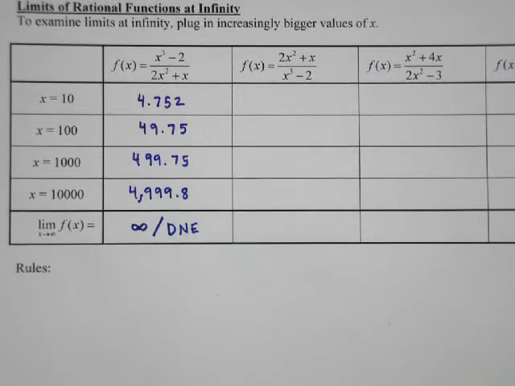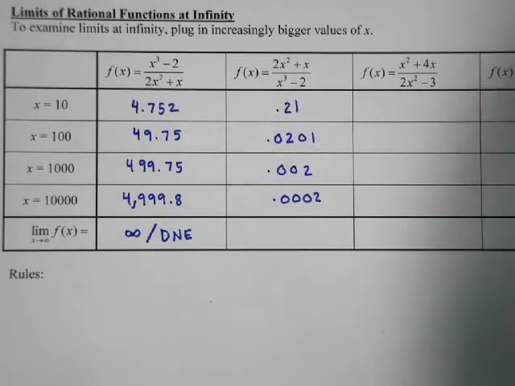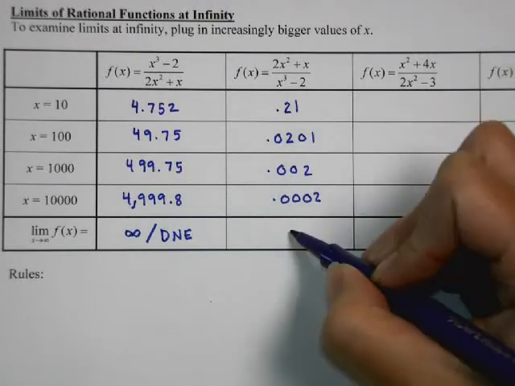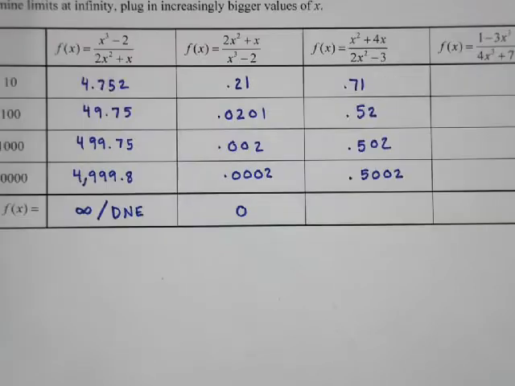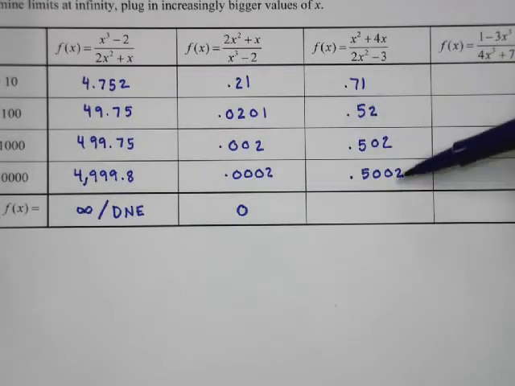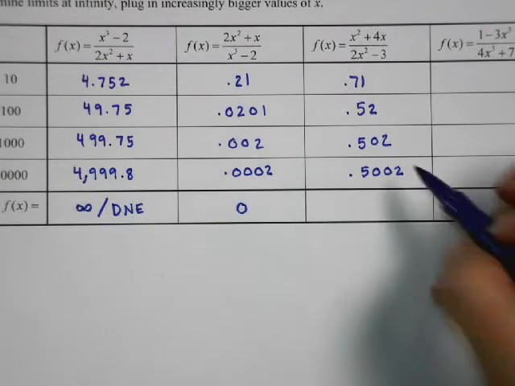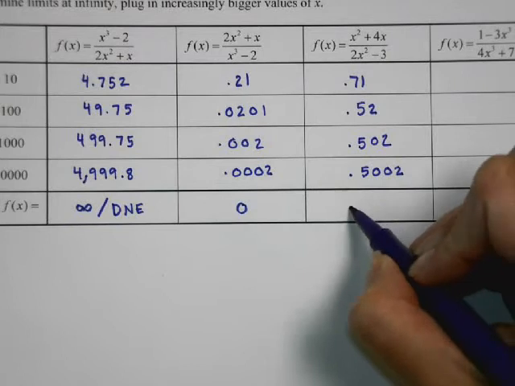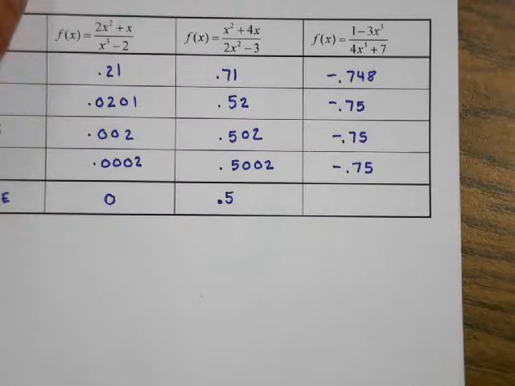So this is what you should have gotten for this function. These values are approaching 0. Now we'll do the next one. So here's what we get for those values. So we get 0.7, 0.52, 0.502, 0.502. So this one appears to be, it's not getting infinitely big or small, it's getting closer and closer to 0.5. Let's do the last one. So here's what you should have gotten for those values.